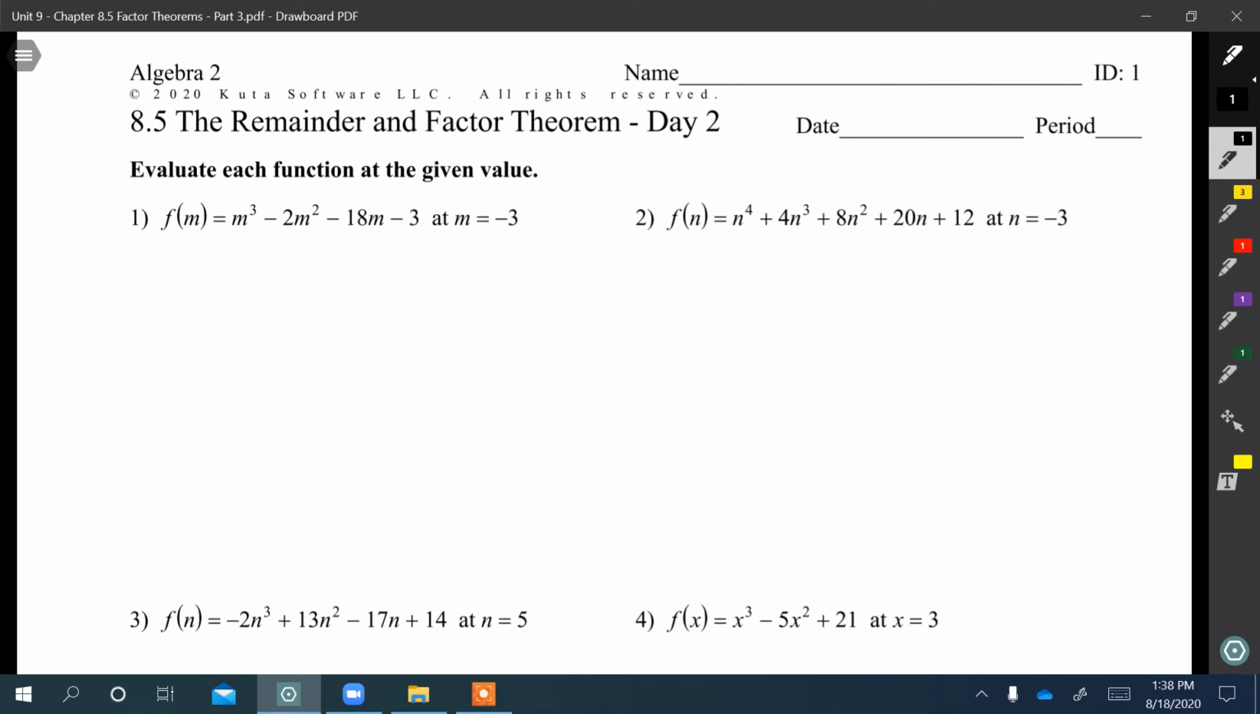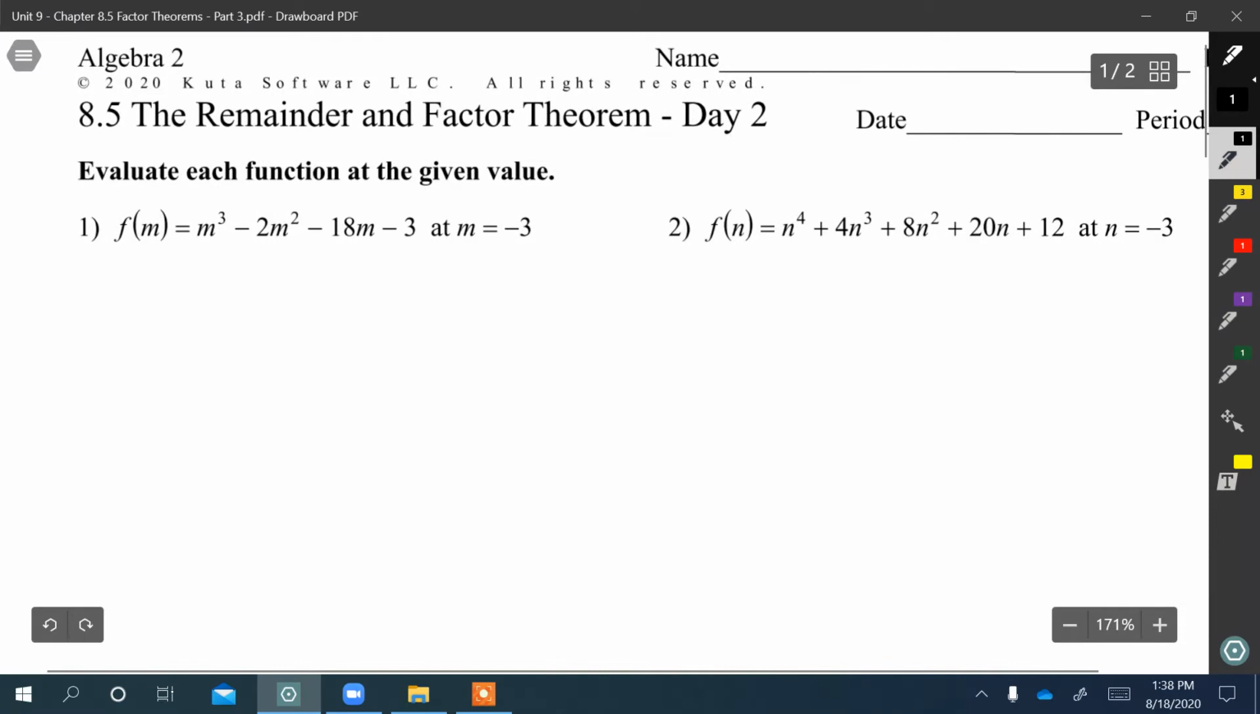Hi guys, so we are going to be going over the remainder and factor theorem again. We went over this during our Zoom meeting. For this video, what I want you guys to do is take out a piece of paper, because this is what you're actually going to be submitting as your assignment. I'm going to be doing half of the problems for you.